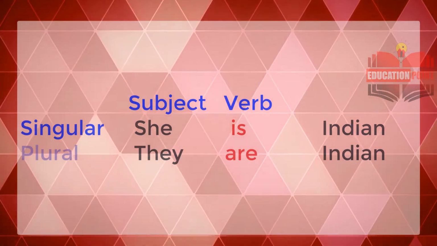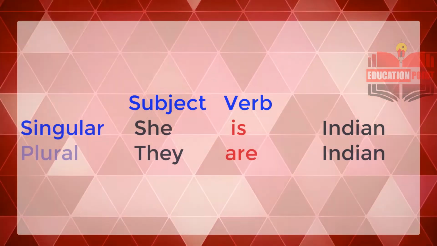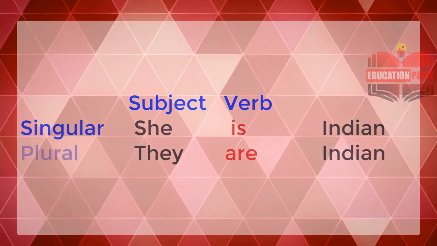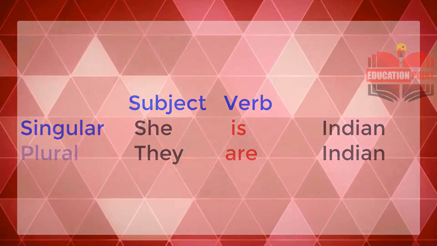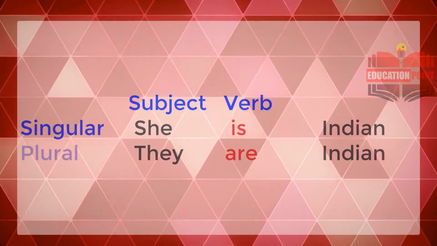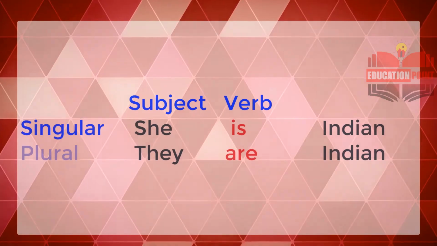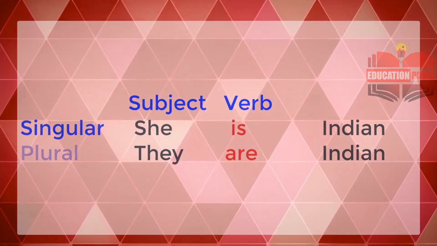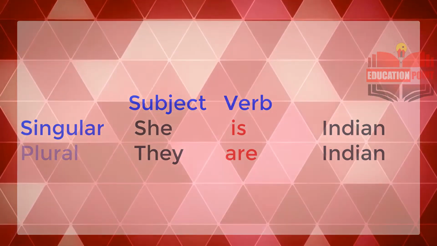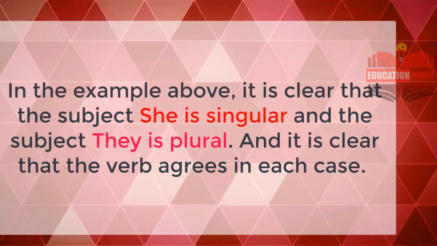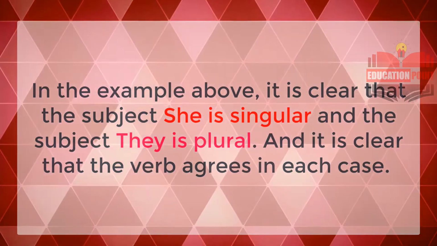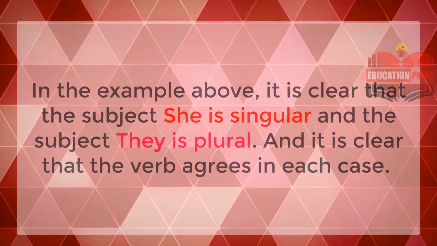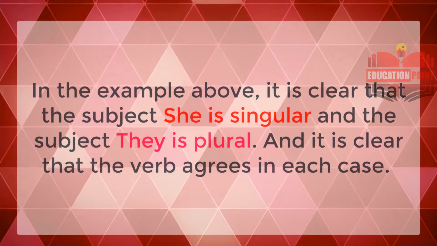Similarly, if the subject in the sentence is plural, say, "They are Indian." Here the verb also agrees and becomes "are" instead of "is." You can't say "they is Indian." You have to change the verb to match the subject, which is plural. So "they are Indian." In this example, it is quite clear that the subject she is singular and the subject they is plural, and that is why the verb agrees in each case.